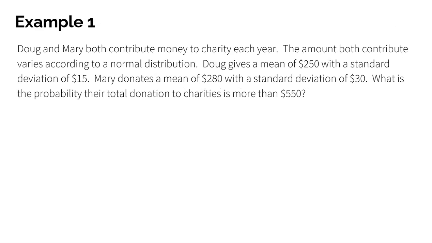All right, first one. Doug and Mary contribute money to charity each year. The amount both contribute varies according to a normal distribution. Doug has a mean of 250. So I'm going to do mean D for Doug. Doug's mean is 250, but sometimes Doug can give more, sometimes he can give less. So he has a standard deviation of $15.